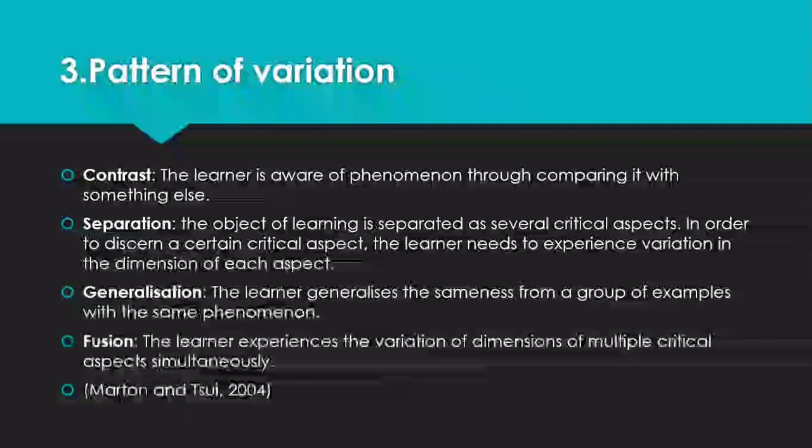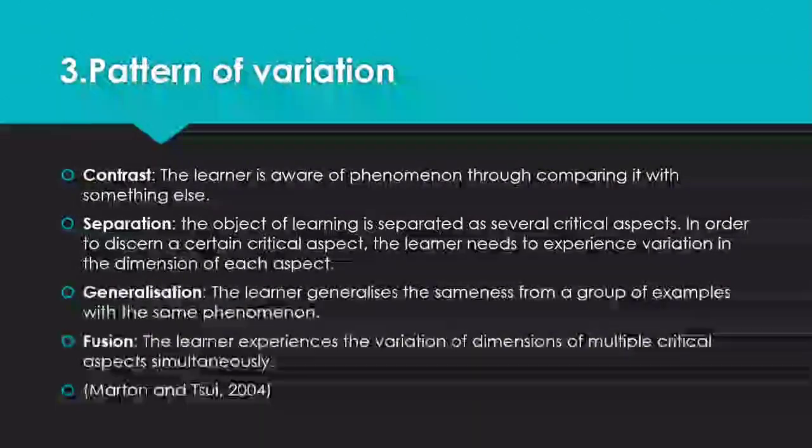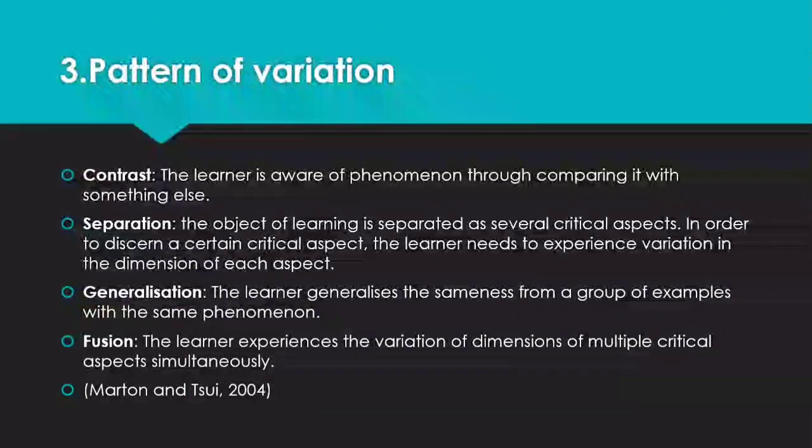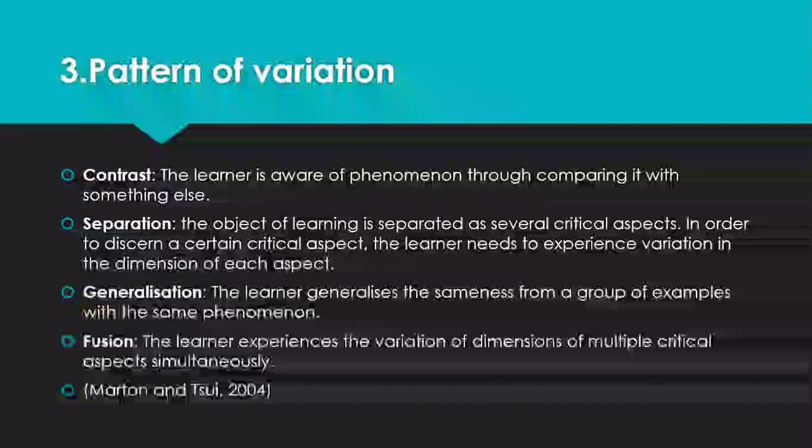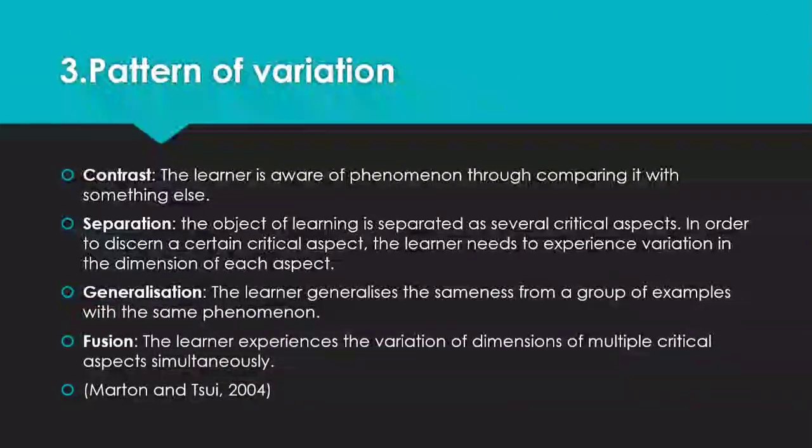Of course, this is only one way to talk about pattern of variation, and the order of pattern of variation is not fixed as here. Some researchers also talk about the pattern of variation in fusion, contrast, separation, generalization, and fusion. The first fusion actually means the student has just come across the object of learning and the learner has no idea about it. So that period is fusion.